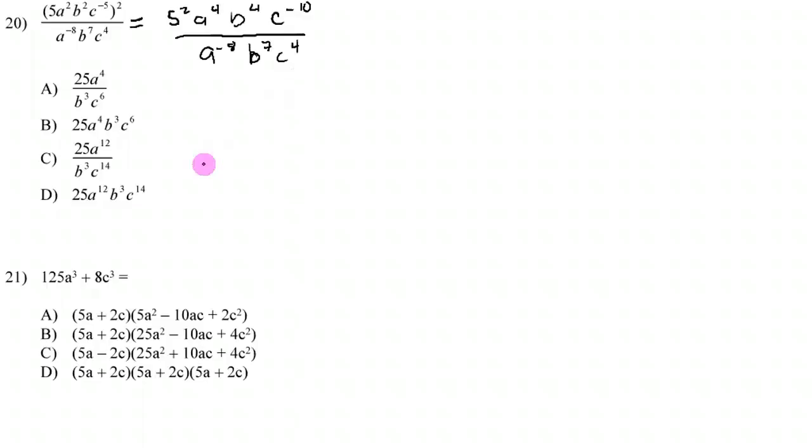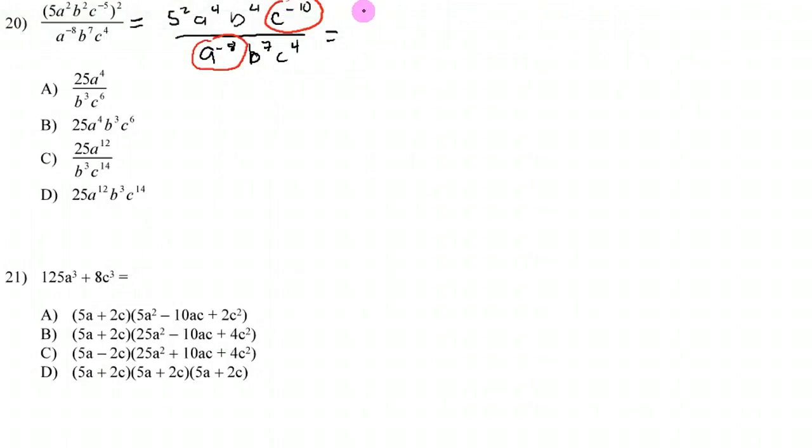Right, so now that our parentheses is gone, now we can just start simplifying things. And the first thing I like to do again is I like to take care of negative exponents because I feel those are easier to do. So I have a negative exponent up top here. This right here, that c to the negative 10, is going to move down to the bottom. And this a to the negative 8 is going to move up to the top. So let's go and do that move right now.